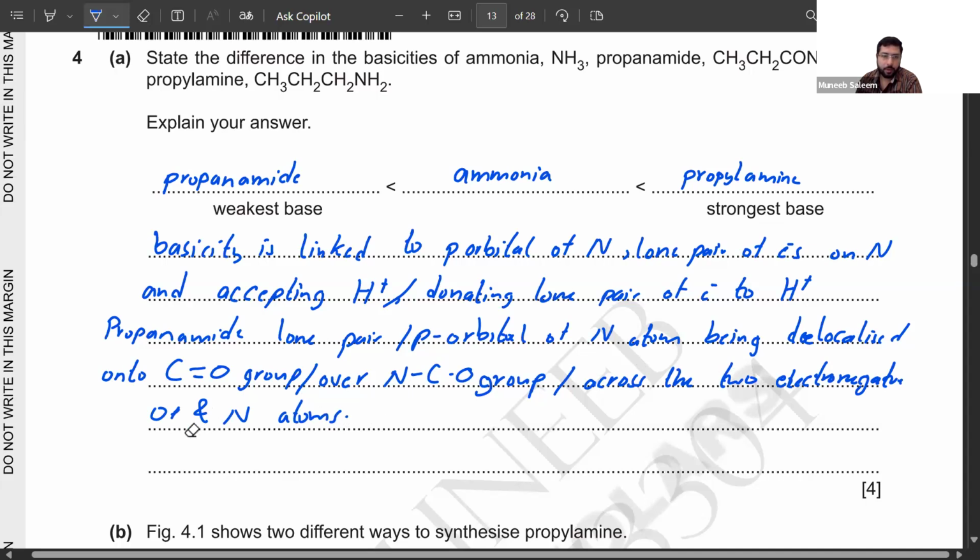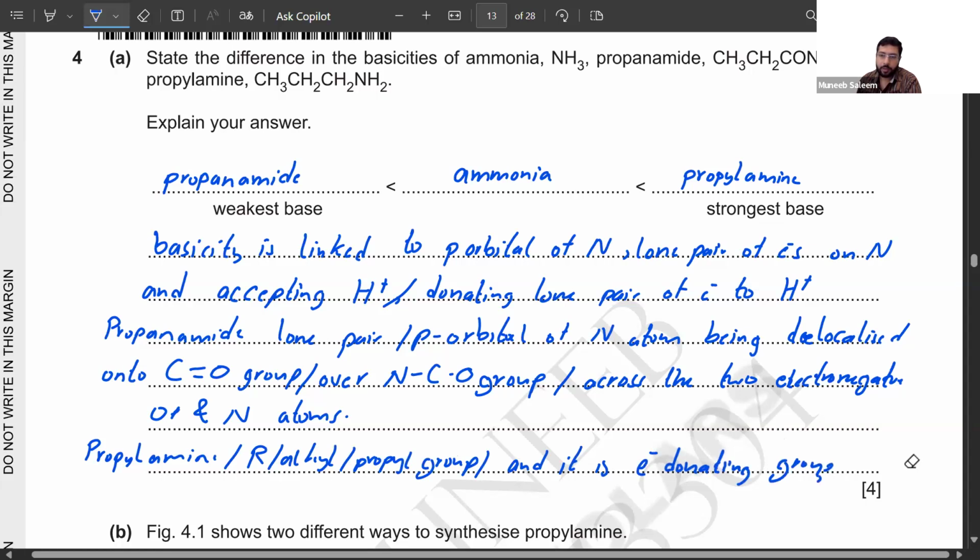And for the propylamine, you have the alkyl group, or you can say propyl group, and it is an electron donating group, or it has a positive inductive effect. So that's how you can write the answer.